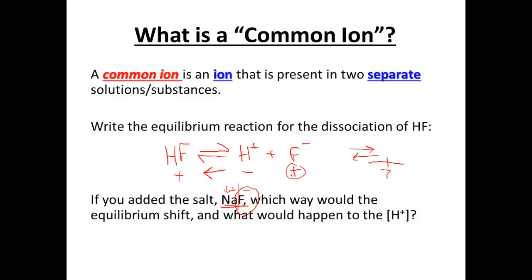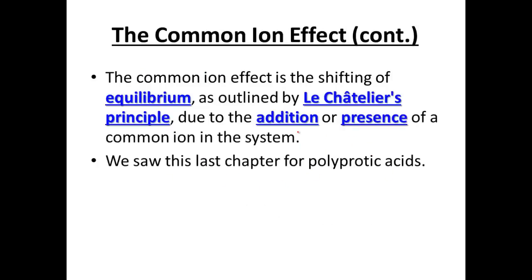So F minus is what we call the common ion there. It is part of the acid. It's one of the products there. And by adding the salt sodium fluoride, you can also increase this concentration and shift equilibrium back. So it's the common ion there. You've kind of already seen this before. So the common ion effect is the shifting of the equilibrium as outlined by Le Chatelier's principle, due to the addition or the presence of a common ion in the system. So we've already seen this before.